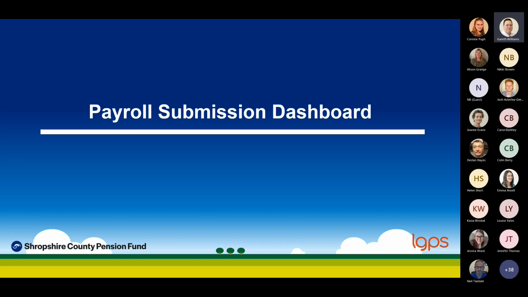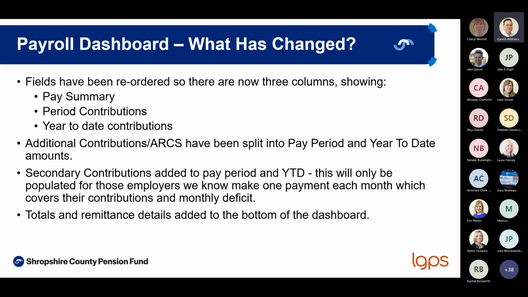Thanks, Cheryl. If we just move to the next slide, the payroll submission dashboard is the first screen you see when you log into iConnect and shows the latest iConnect submission. The fields have been reordered, additional contributions and ARCs have been split, and secondary contributions have been added for the pay period and the monthly deficit amount.